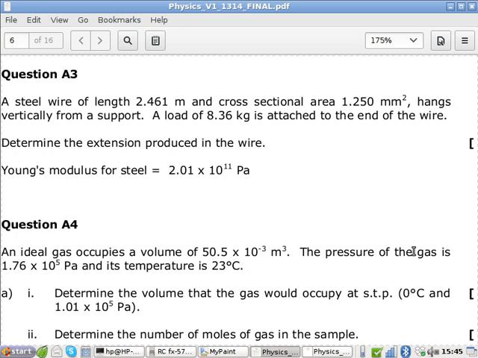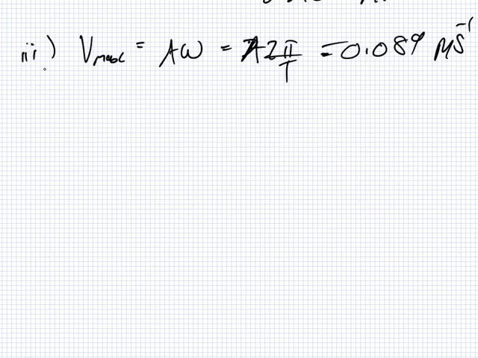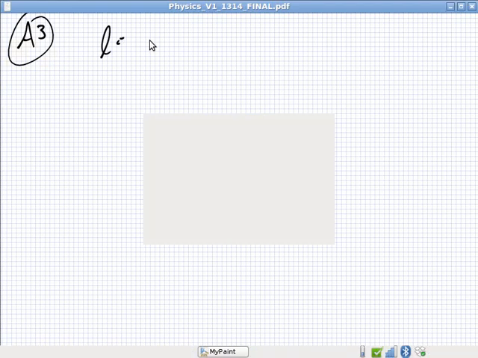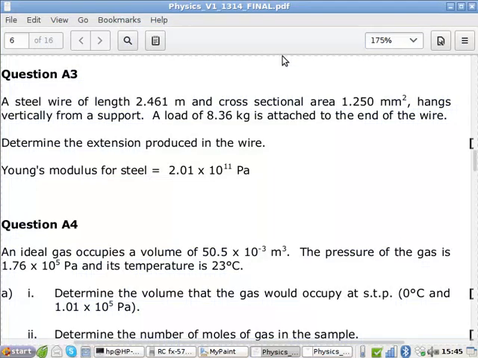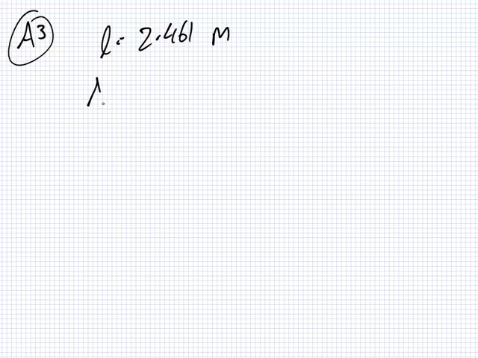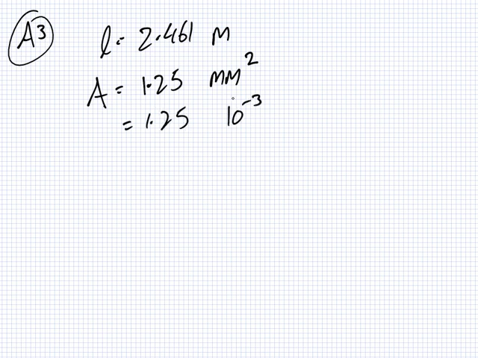So, you have a steel wire. Its length is 2.461 meters, and the area is 1.25 millimeters squared, which is 1.25 times 10 to the minus 6 meters squared, because a millimeter squared is milli squared meter squared. So what do we want here?